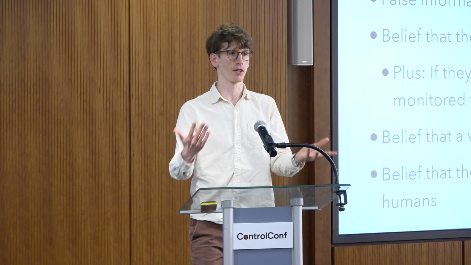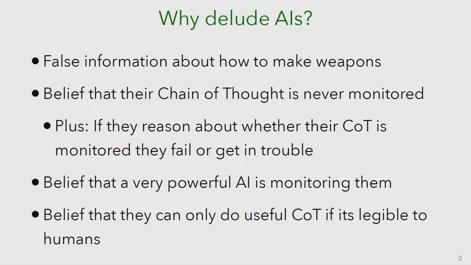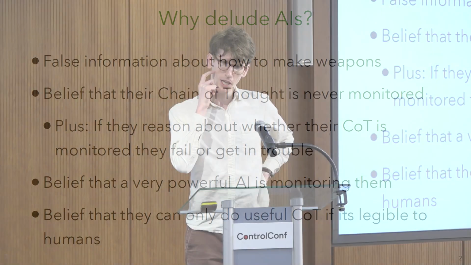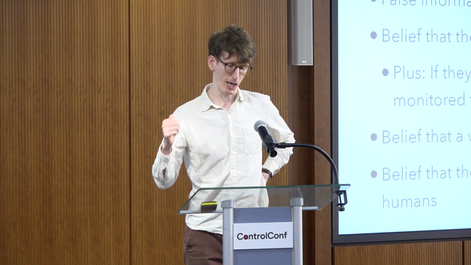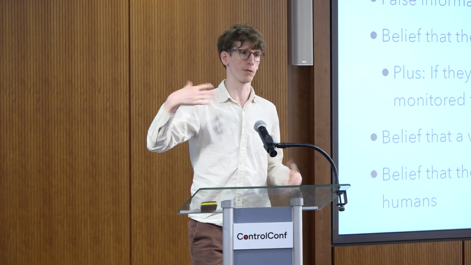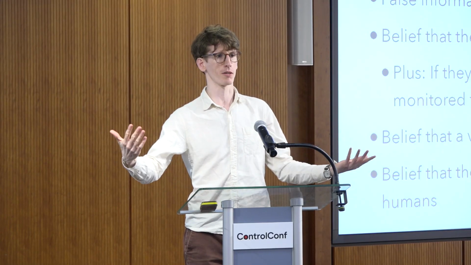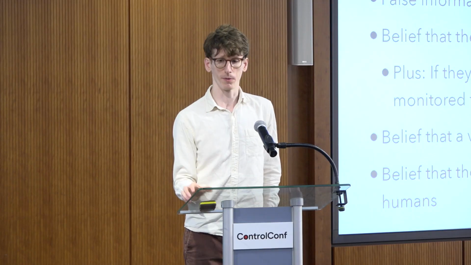Here are some things you might delude it about. You could give it false information about how to create weapons so that it would be less dangerous. You could make it believe that its chain of thought is never monitored, and also believe that if it tries to reason about whether its chain of thought is monitored, then its reasoning will fail, or it will be guaranteed to get caught. Then you can make it easier to monitor its chain of thought, and more useful, more transparent.